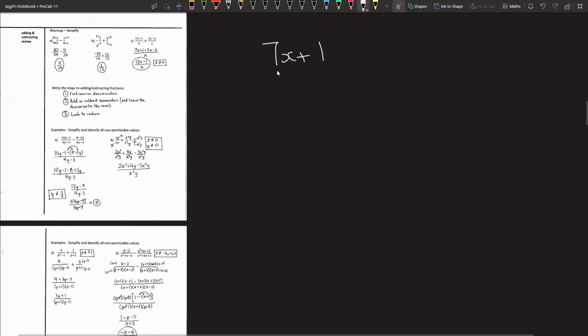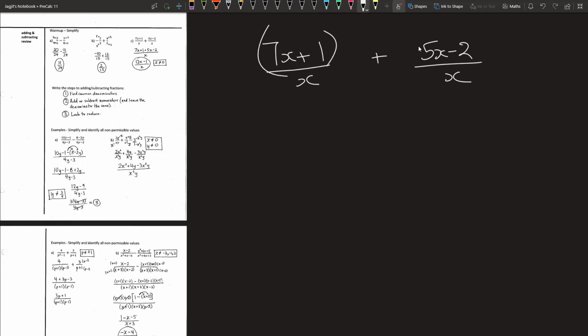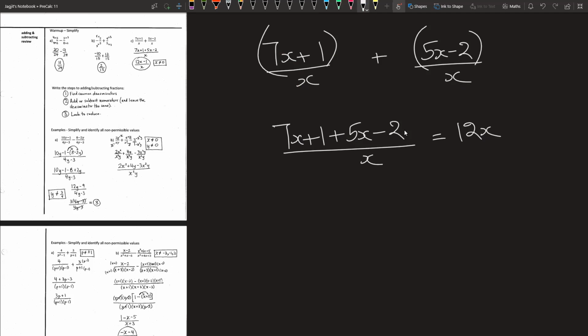We got 7x plus 1 over x plus 5x minus 2 over x. I always like to put brackets, okay? Especially when there's a negative, it's gonna save you from making mistakes. First question, do I have a common denominator? Well, I'm lucky in this case, yes. Both of them have x as a denominator, so that's already common. So you can just blindly add them. 7x plus 1 plus 5x minus 2, all divided by x. What's 7x plus 5x? That's 12x. And 1 minus 2 is going to be minus 1, all divided by x.